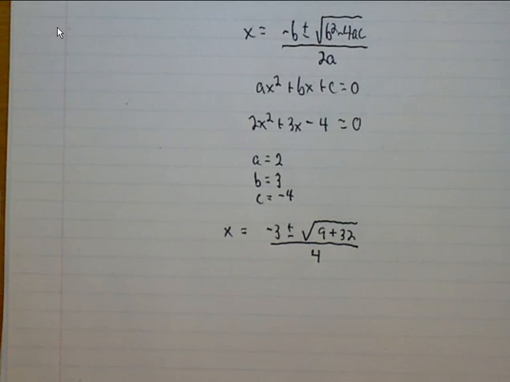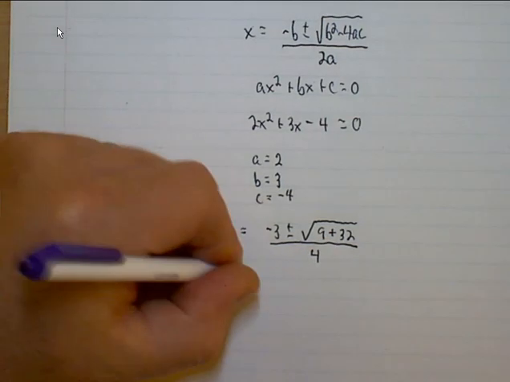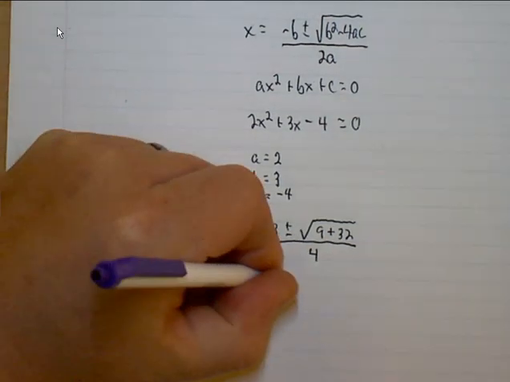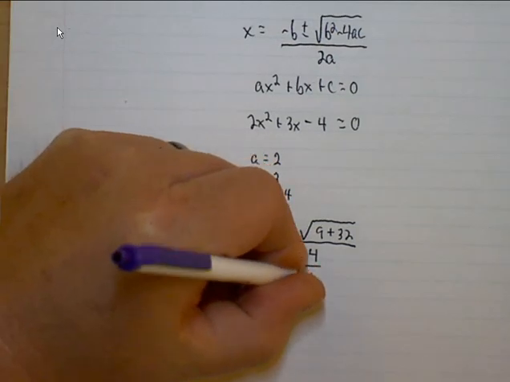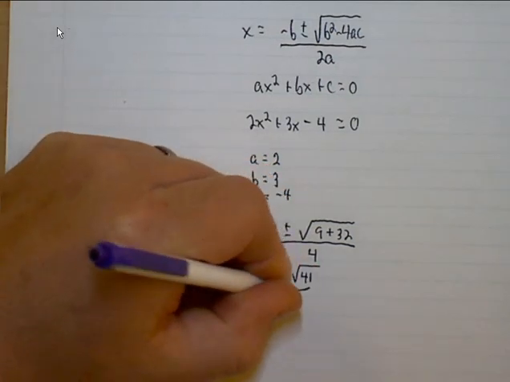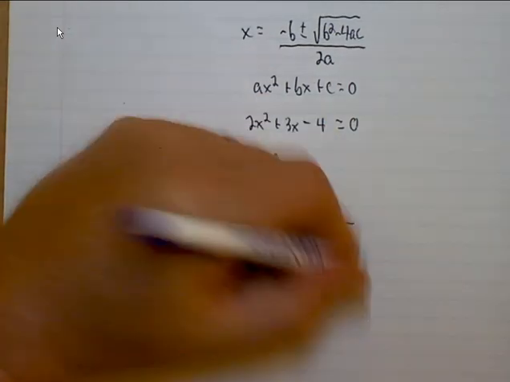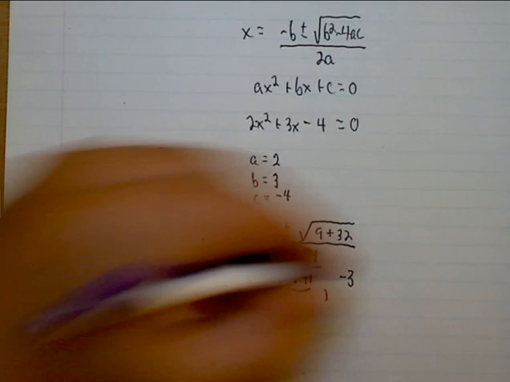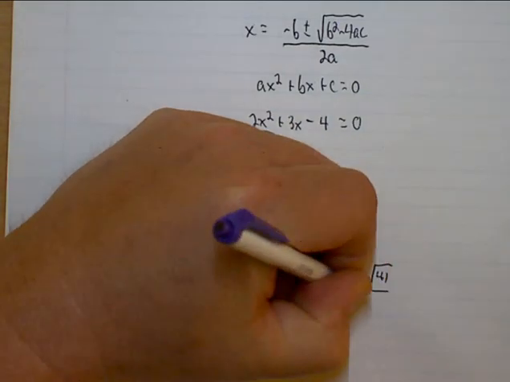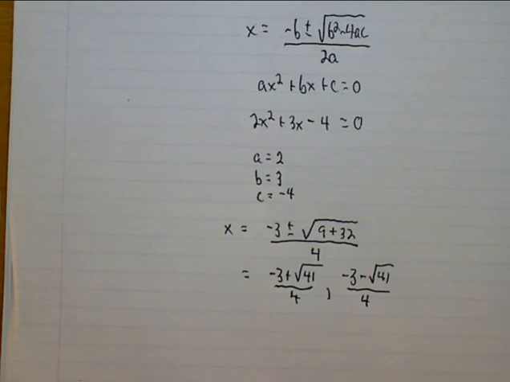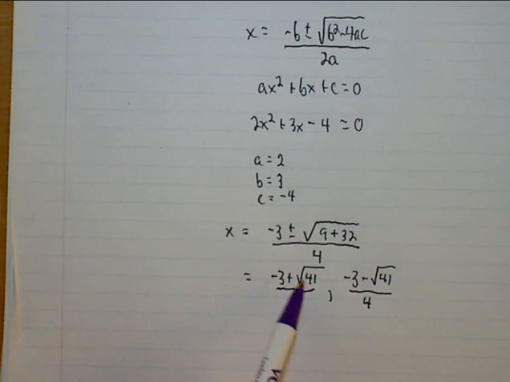Inside the radical, 9 plus 32. So we get negative 3 plus the square root of 41 over 4. And what's the other answer? Negative 3 minus the square root of 41 over 4. Those are the exact answers. We don't know what the square root of 41 is, do we?